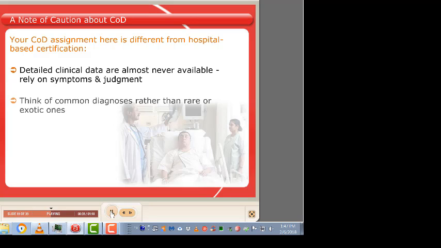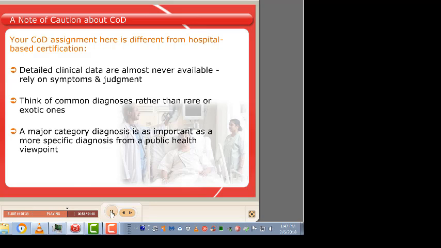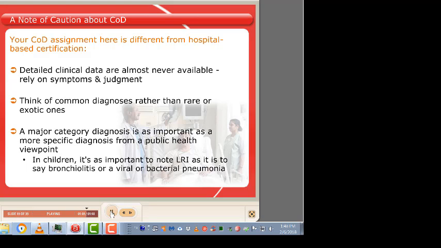As well, you should think of common diagnosis rather than rare, exotic diagnosis for any given narrative. And finally, even while attempting a very specific diagnosis, it's important to remember that a major category diagnosis is as important as a more specific one from a public health viewpoint. For example, in children, it's as important to note LRI as it is to indicate whether it's a bronchiolitis or a viral or bacterial pneumonia.